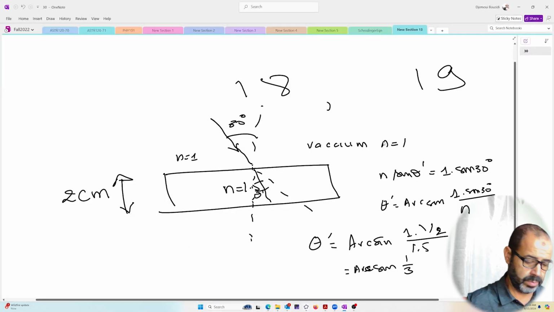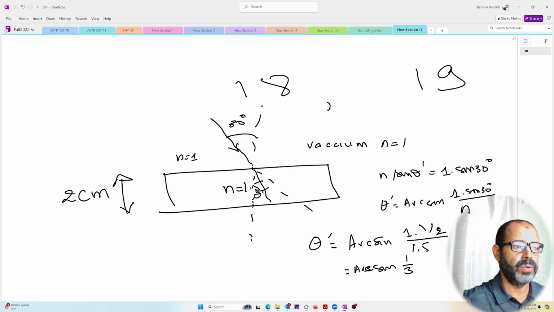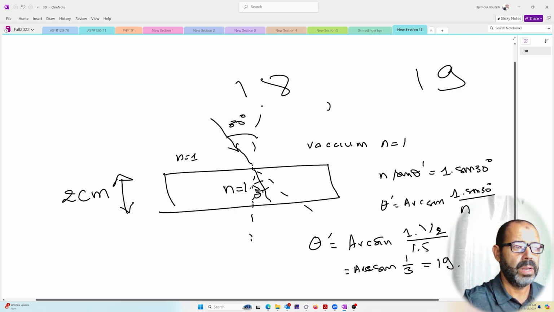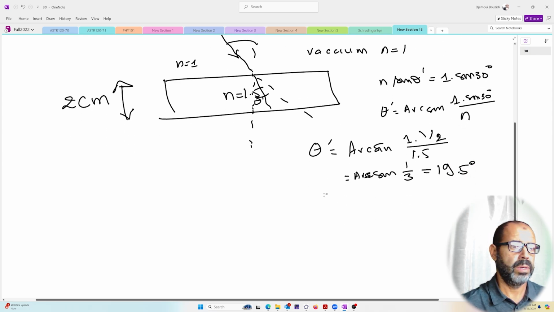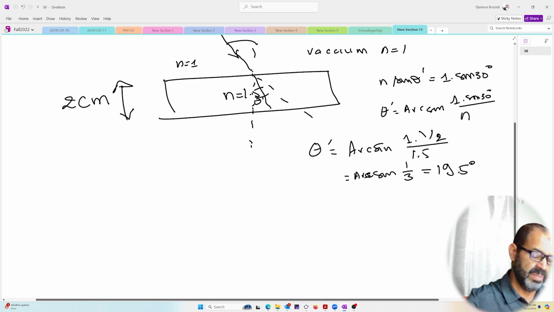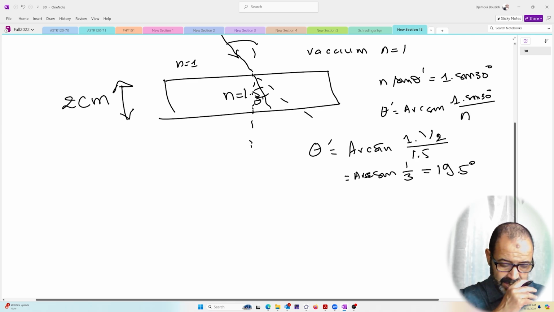Obviously, when you're doing something like this in an exam, you really have to pay attention to the mode of your calculator, if it's in degrees or radians. That's why we tested it initially to see what sine of 30 degrees is. So that's the answer to part A.